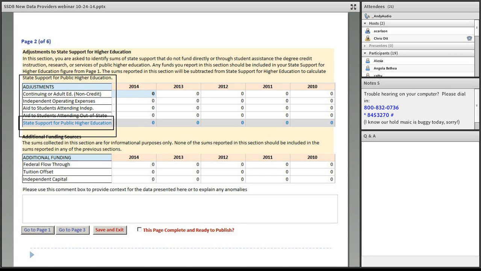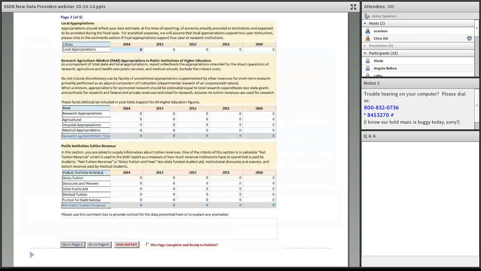And then the second half of this page, these are just additional things that we're asking for. They don't actually drive anything on the SHEF report, so we're going to skip it for the purposes of today. Page 3.